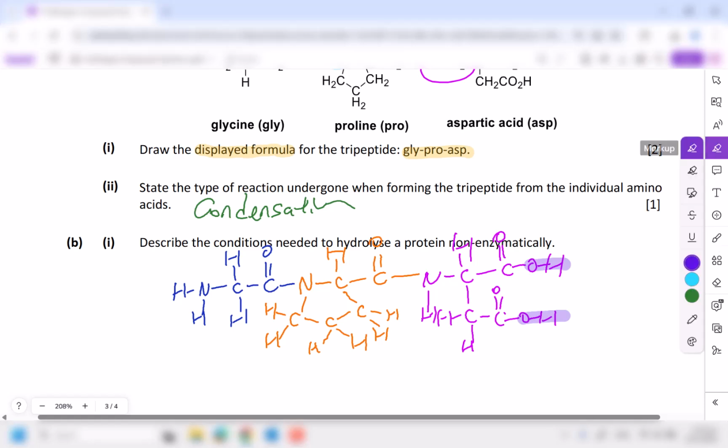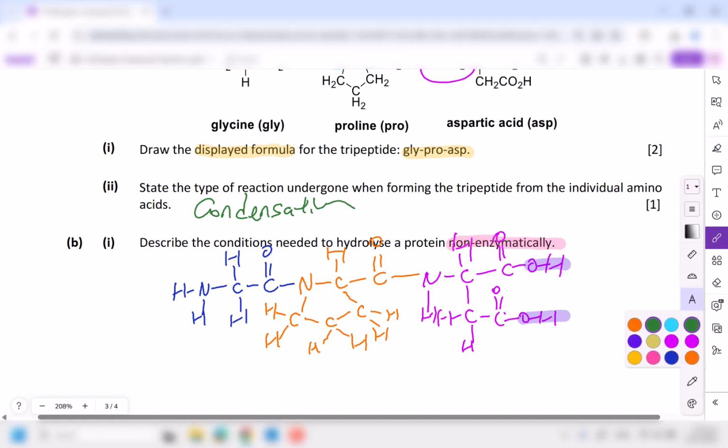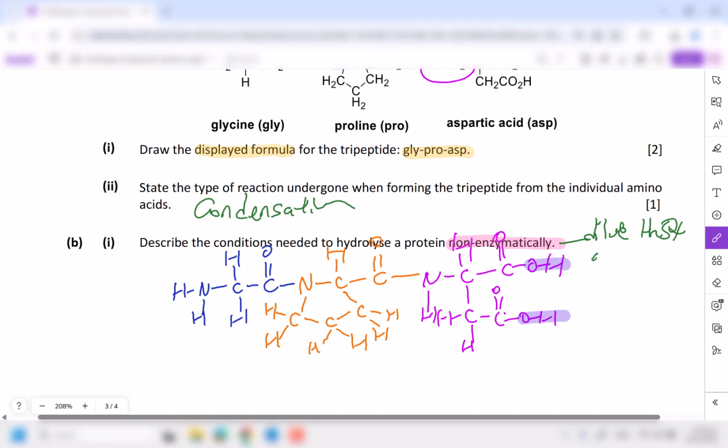Okay, describe the conditions needed to hydrolyze a protein non-enzymatically. So the keyword here is non-enzymatically. Okay, so we are expecting you to be using a strong acid or a strong base, but of course in a dilute version. So of course the answer is dilute H2SO4, okay, or dilute sodium hydroxide, and then I'm going to heat it over several hours. So heat over several hours.